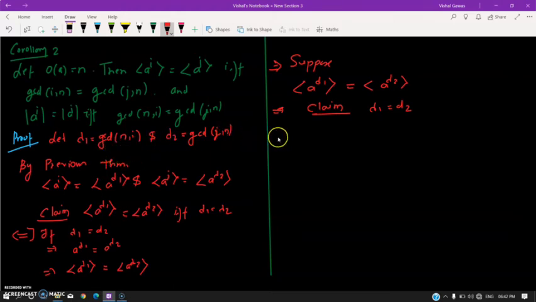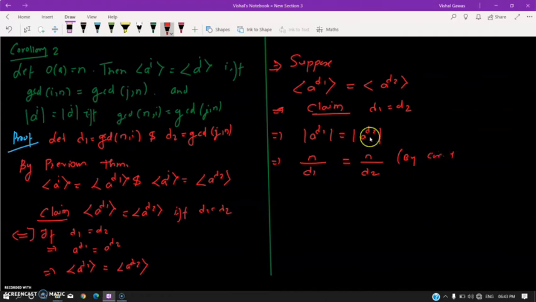Well, this would imply that the order of a raised to d1 is the same as the order of a raised to d2, because the subgroups generated are equal, therefore the order of the elements should also be equal, right? But I know that this, by the previous theorem, is nothing but n over d1, and this is the same as n over d2, right?